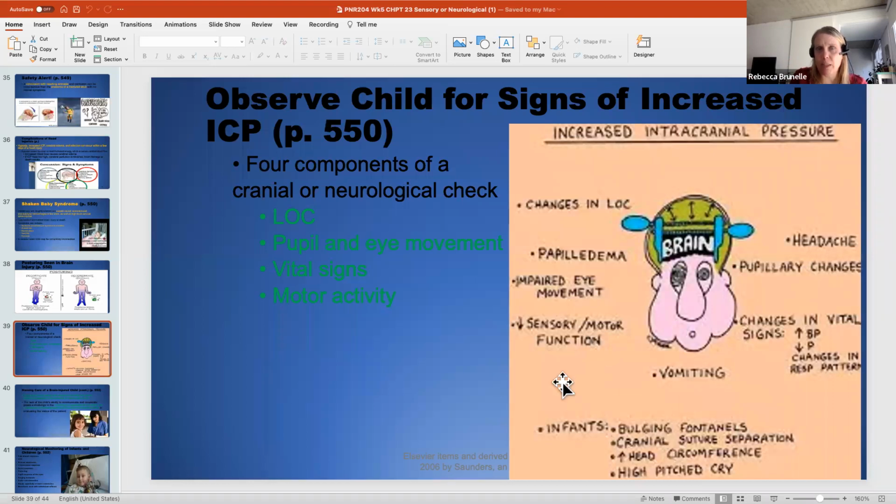Some other things that you might see are some vomiting, altered level of consciousness, a really bad headache. But if you have a patient that has this specific triad, I'm sorry, vital sign changes.